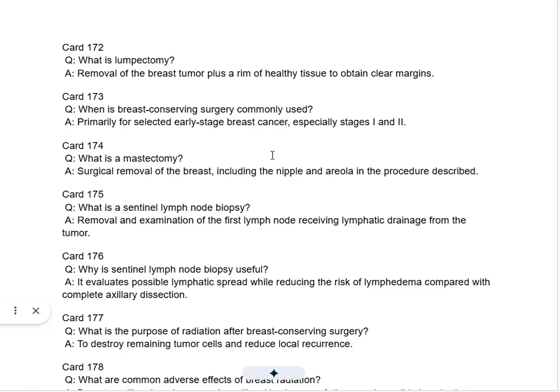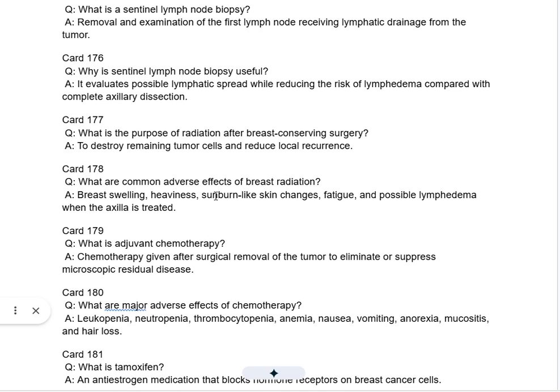Card 175Q. What is a sentinel lymph node biopsy? A. Removal and examination of the first lymph node receiving lymphatic drainage from the tumor. Card 176Q. Why is sentinel lymph node biopsy useful? A. It evaluates possible lymphatic spread while reducing the risk of lymphedema, compared with complete axillary dissection.